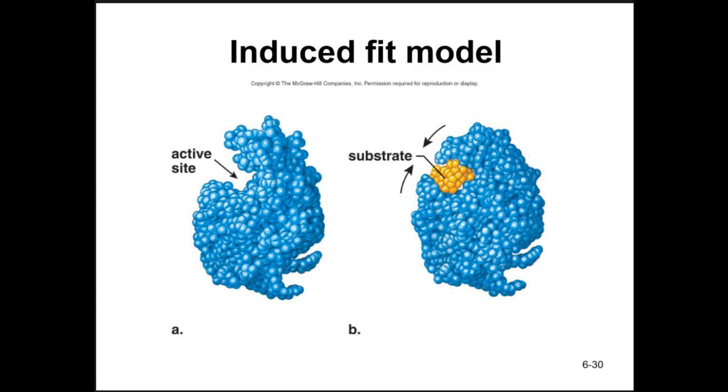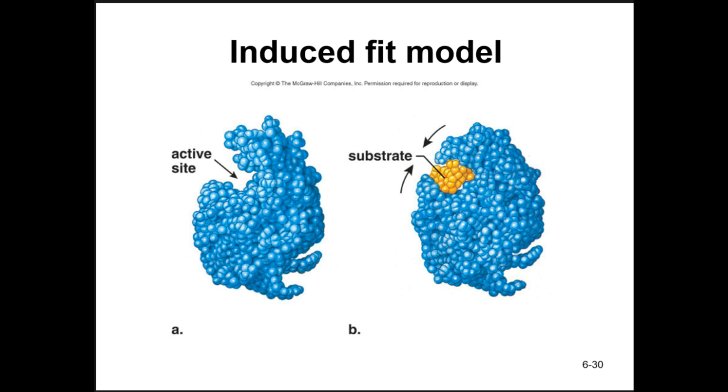In talking about how the active site fits together with the substrate, we used to think it was called the lock and key model, where the substrate had to be a perfect fit for the active site for the reaction to occur. However, we now know that the best description of how they interact is called the induced fit model.